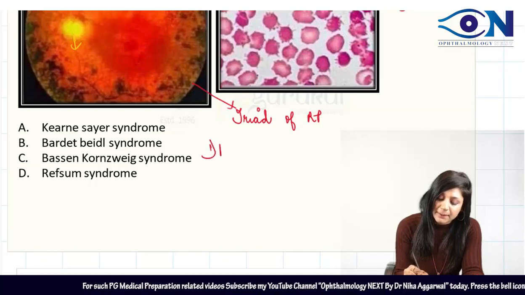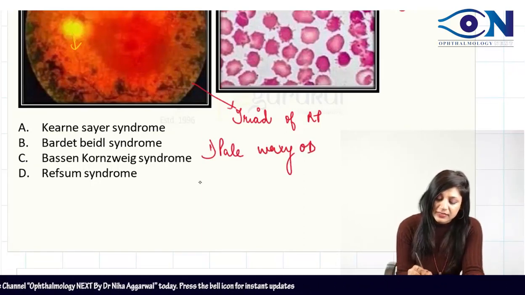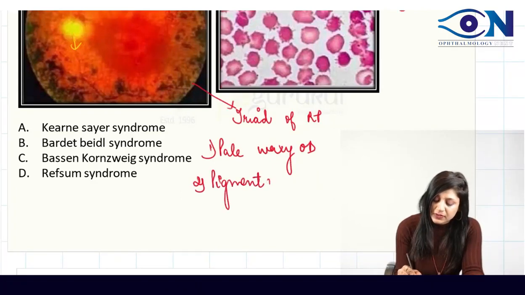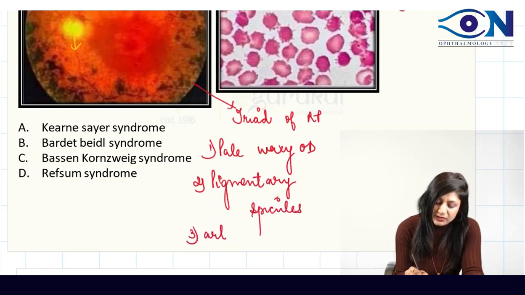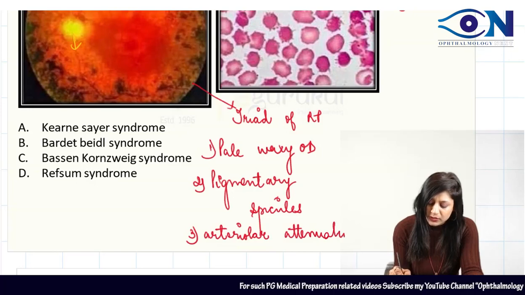We have the pale and waxy optic disc. Then we have the pigmentary spicules. And then number 3 is the arteriolar attenuation. That is also there. Okay.